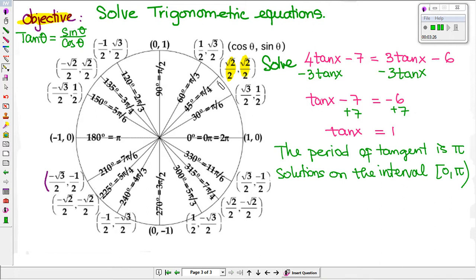So I'm looking at the interval from 0 to 180 degrees or from 0 to pi. So the answer will be pi over 4 or 45 degrees. So in this case, we only have one solution. The solution on the interval from 0 to pi is pi over 4.